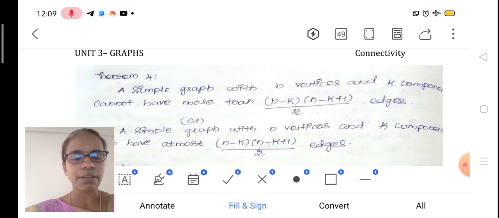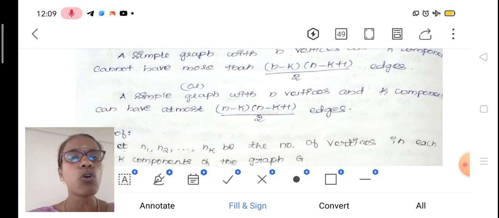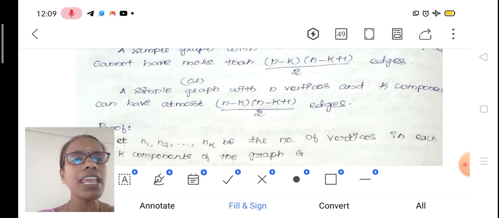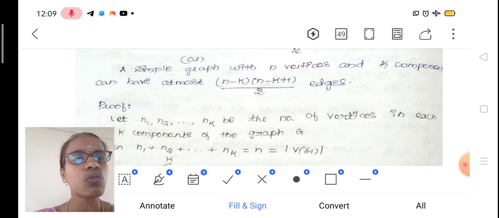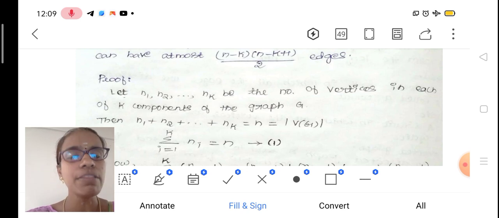Now we are in theorem number 4. A simple graph with n vertices and k components cannot have more than (n-k)(n-k+1)/2 edges. A simple graph with n vertices and k components must have at most (n-k)(n-k+1)/2 edges. Now we are going to prove the theorem.